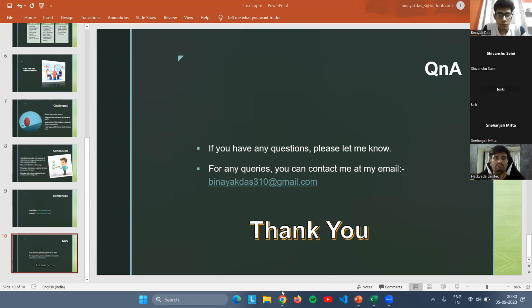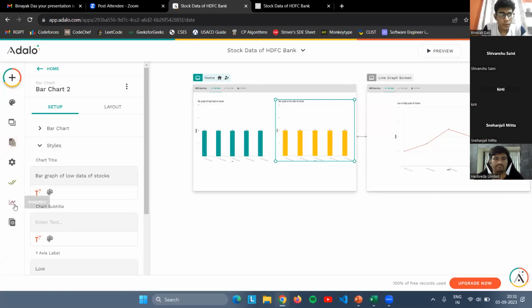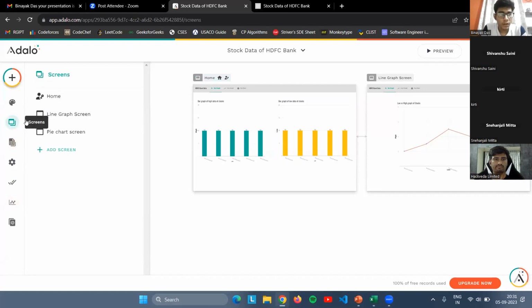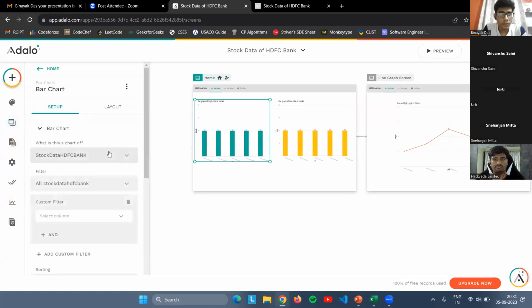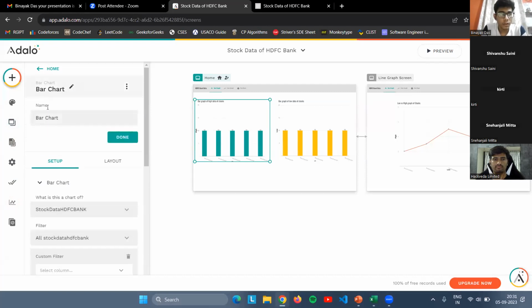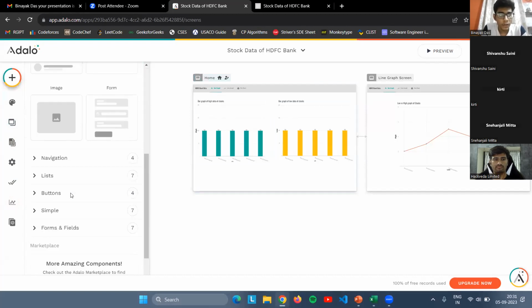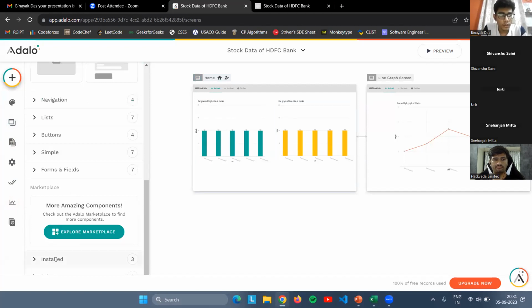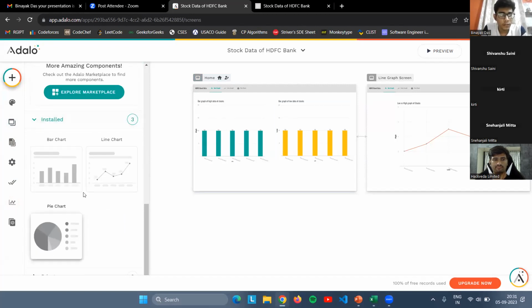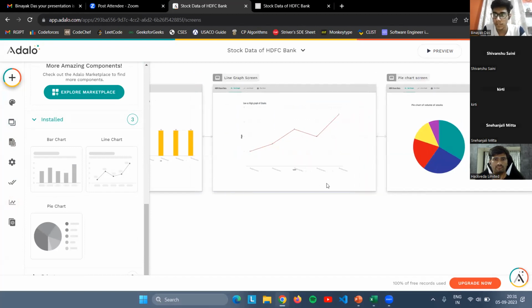Okay, so I can show you. As of now, on the free version, Adalo only provides us with 3 types of graph. Just a second. So here, if I click on add component in the installed section, these are the only types of graph which Adalo provides us in the free version, which is bar chart, line chart, and pie chart. And I have implemented all the 3 types of graph in my presentation.